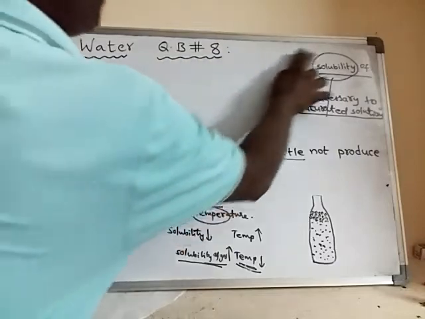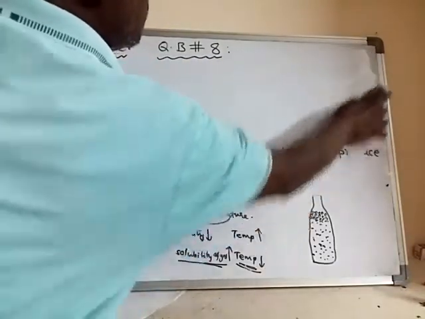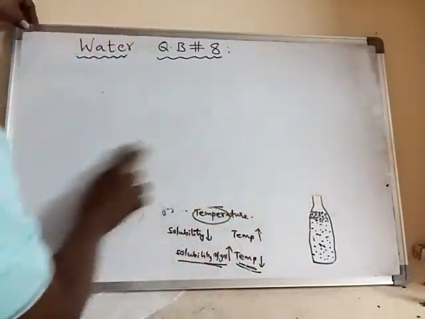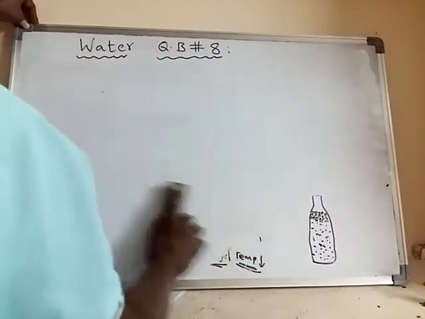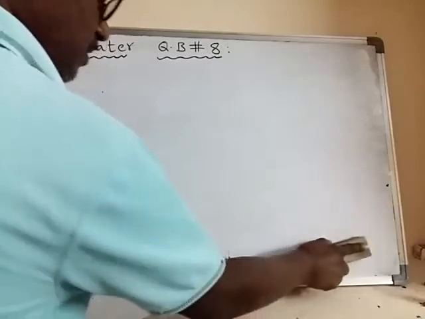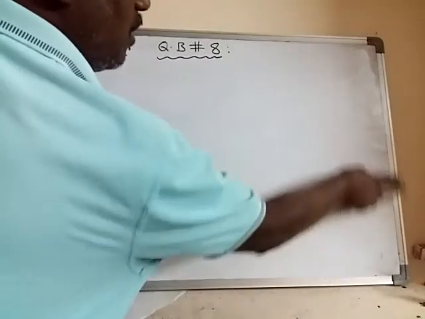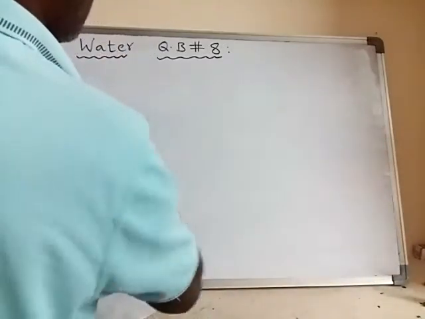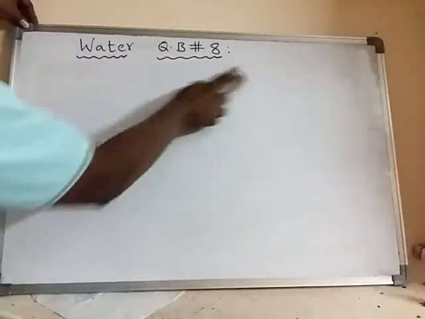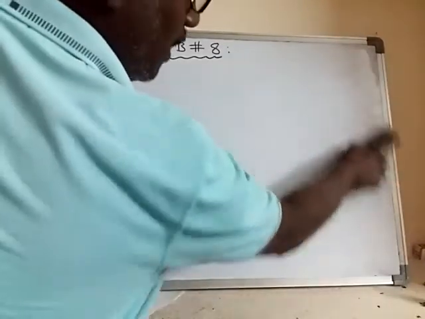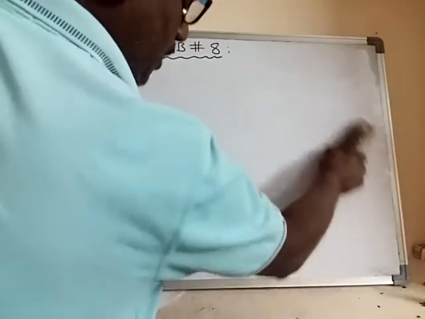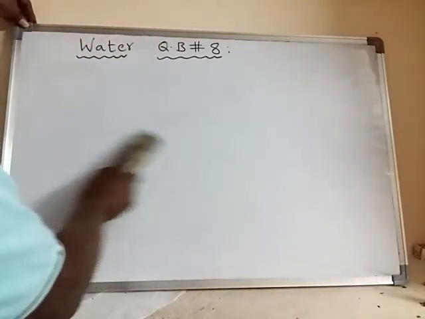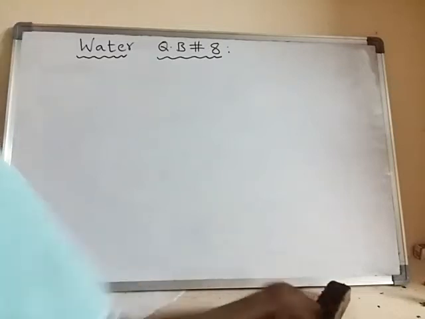What does the 21st question say? The 21st question says: why can fish and water plants live in river water but not in distilled water?